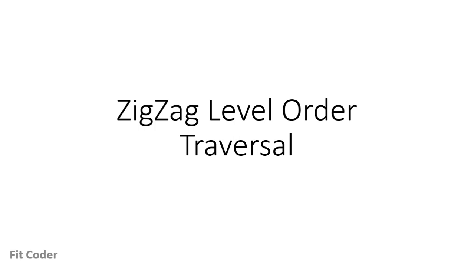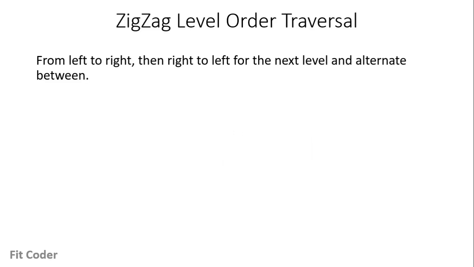In this video, we will discuss how we can do the zigzag level order traversal of a binary tree. In zigzag level order traversal, in every level, we change the direction. In one level, we go from left to right, then in the next level, we change the direction and we go from right to left.